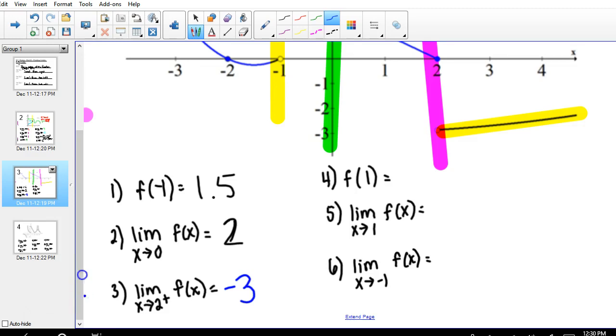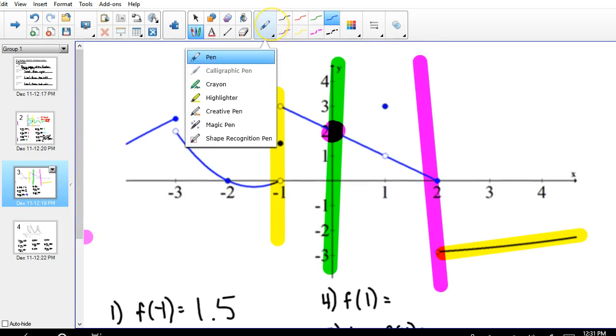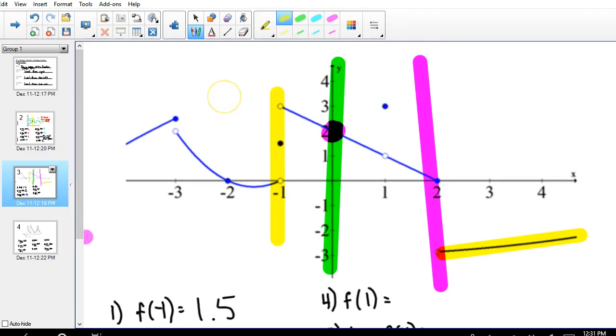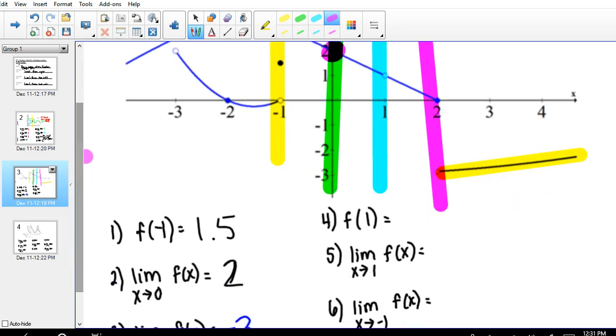All right. Then it asks us about f of 1. So f of 1, we're looking at the vertical line right here at 1. What is the y coordinate of f of 1? Okay. What will it be? It's 3, because we're looking at this closed-in circle up here at the top. The limit from either side is not going to be 3, but that closed-in circle is going to be 3. So for that, we would get 3.